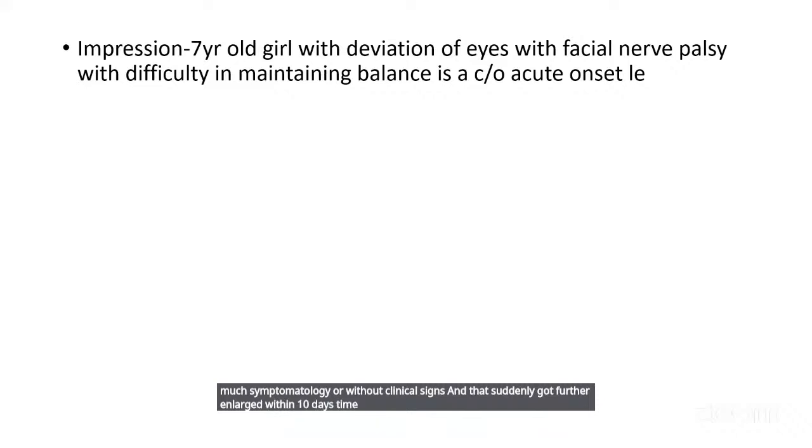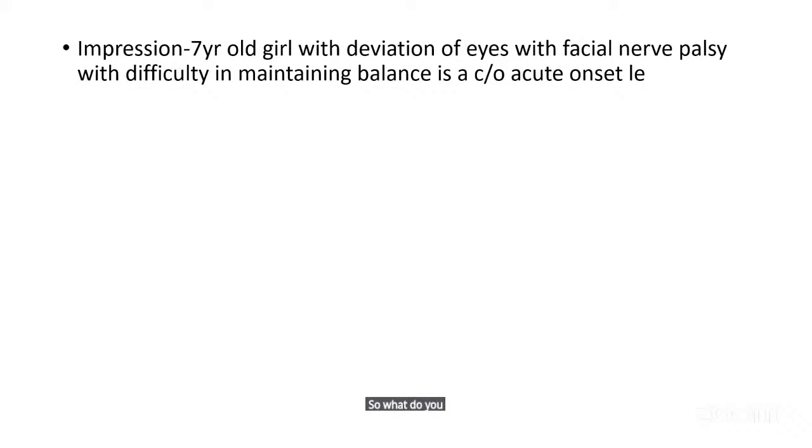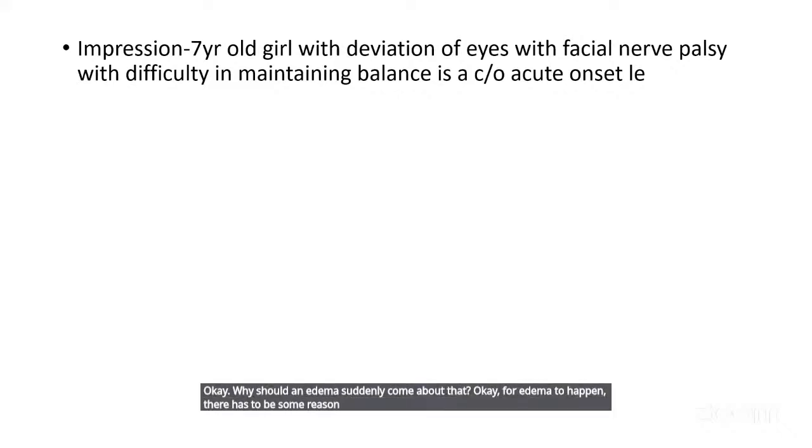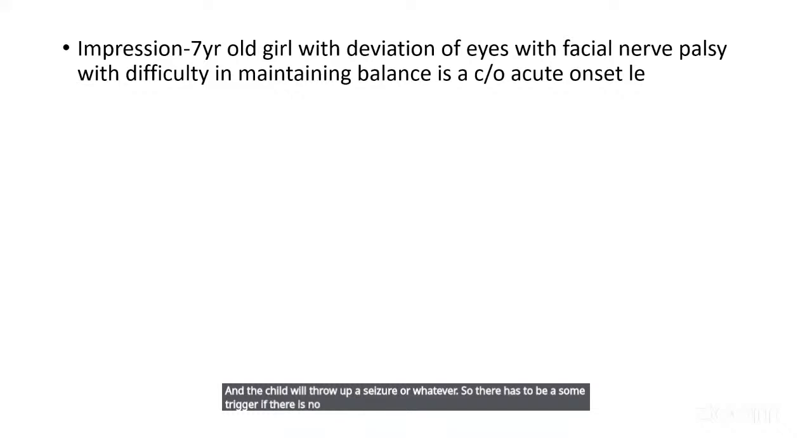But the next question is, what can suddenly enlarge? Edema? So what do you think? What must have happened for it to suddenly enlarge? Only two things, right? Either an edema or a hemorrhage. Why should an edema suddenly come about? For edema to happen, there has to be some reason, like a neurocysticercus. You start treatment with albendazole, suddenly there is an edema, and the child will throw up a seizure or whatever. So there has to be some trigger. If there is no trigger, there must be a hemorrhage.